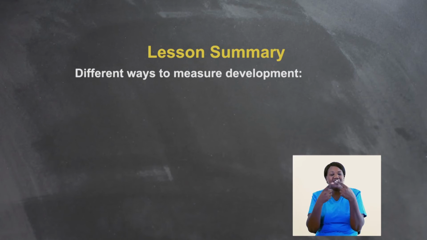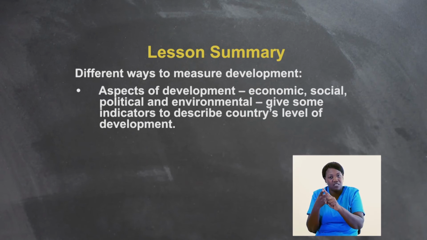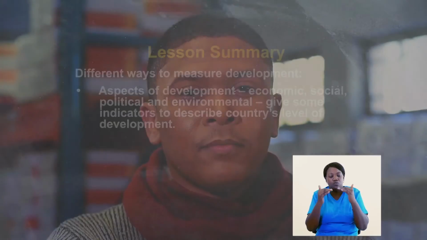There are different ways to measure development. The different aspects of development are economic, social, political, and environmental, which gives us some indicators to describe a country's level of development. But other aspects of development are very difficult to measure.